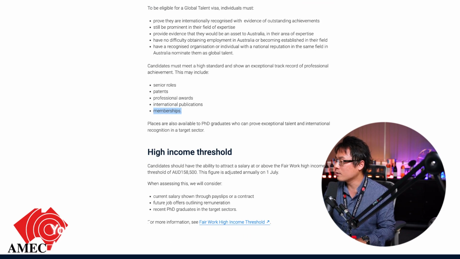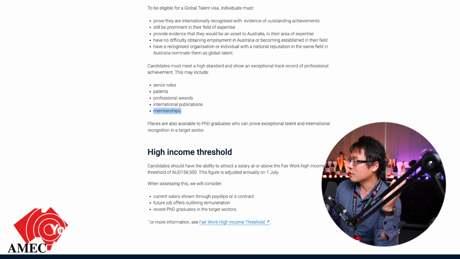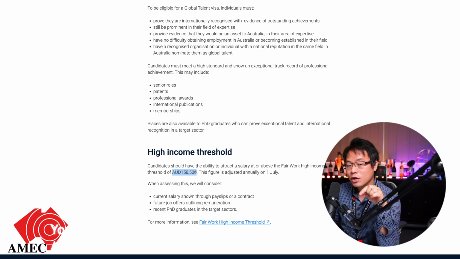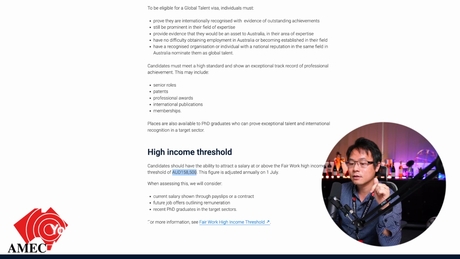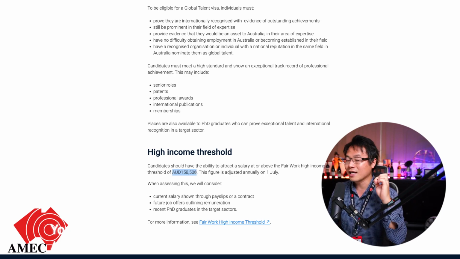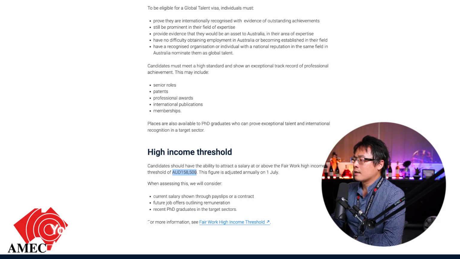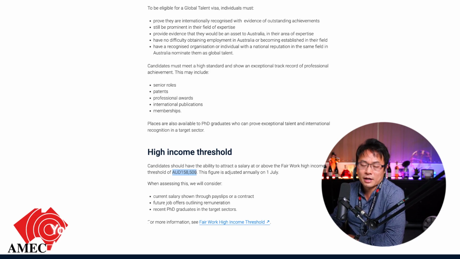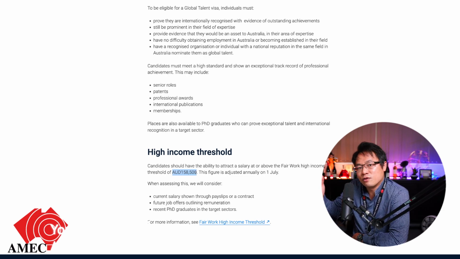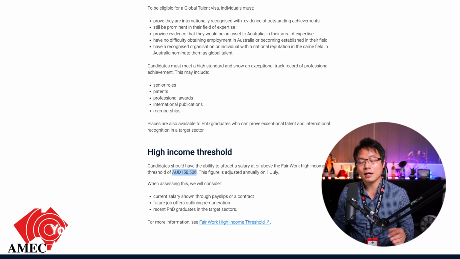And the high income threshold, we are looking at a threshold equivalent to an annual income of Australian dollars $158,500. Now it doesn't have to be current, but if you have a current income like this, that would be great. If not, you need to at least show that you have the capability to attract this kind of income. I will say if you're already earning this much, it'll be much easier to show that you have the capability to attract it in the future. Well, the future is uncertain. Obviously, we've been through a pandemic. Every day is uncertain nowadays.